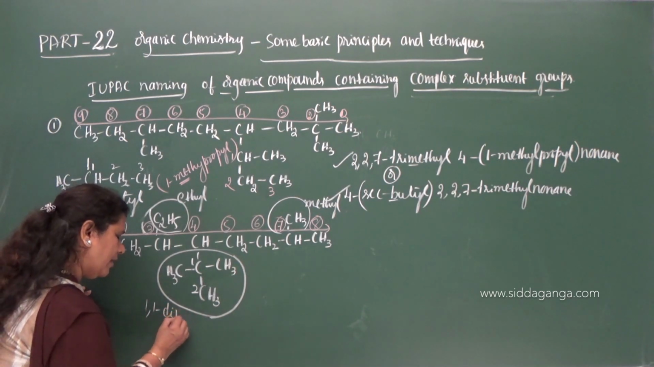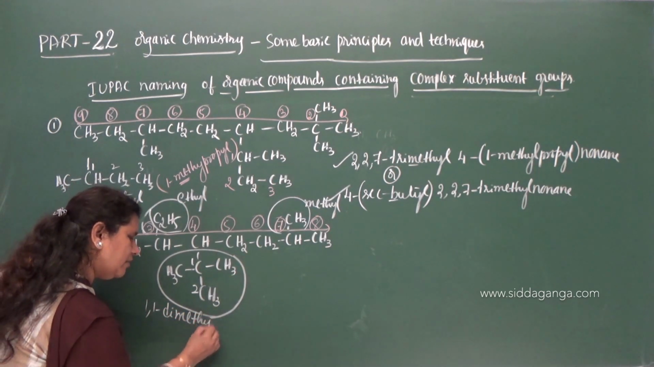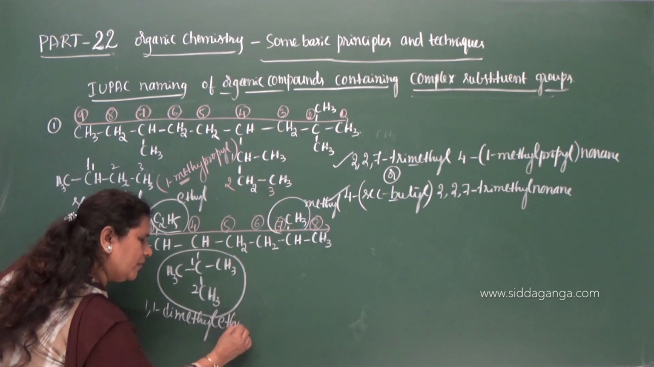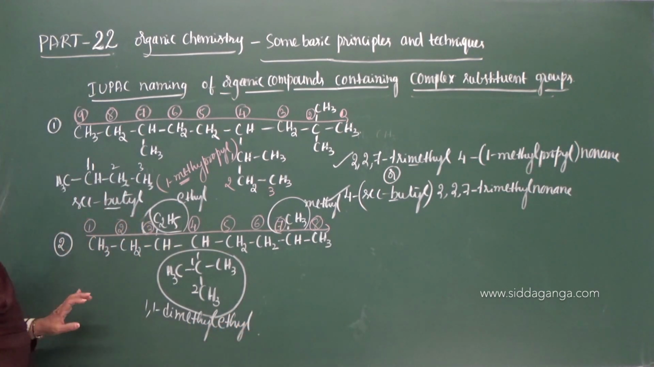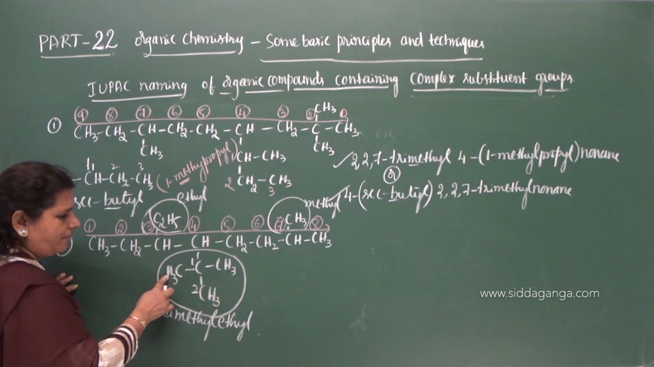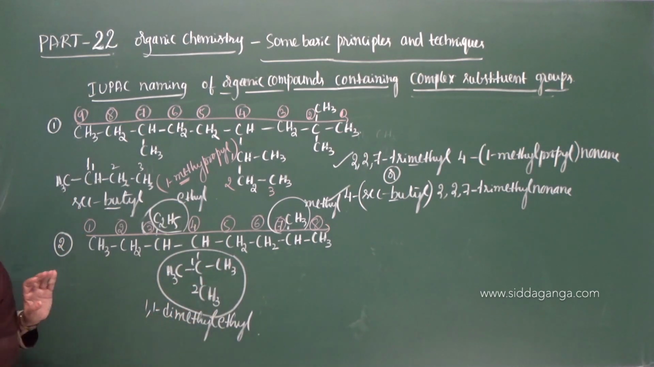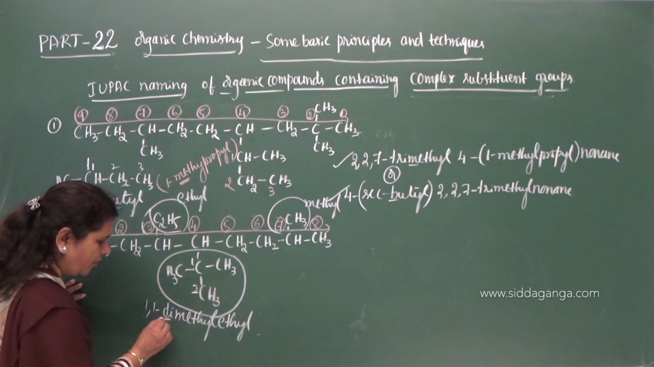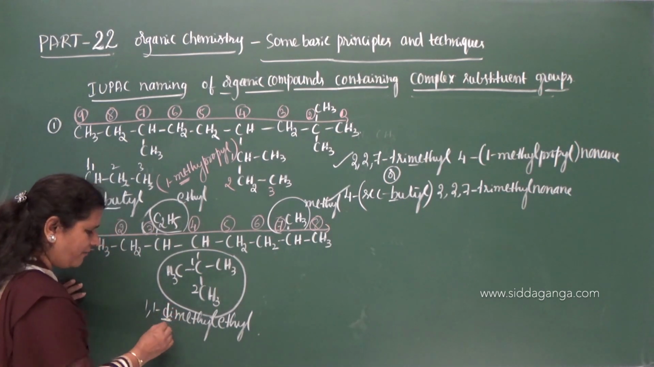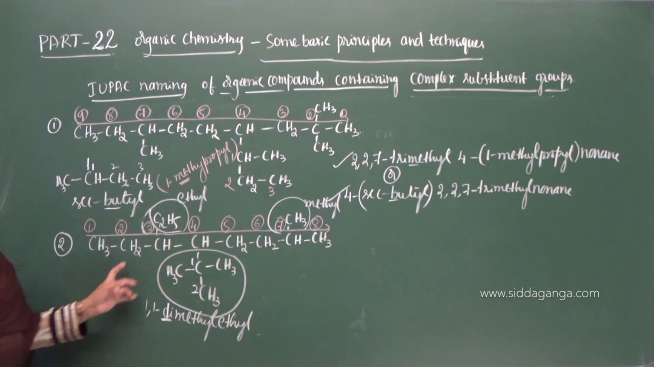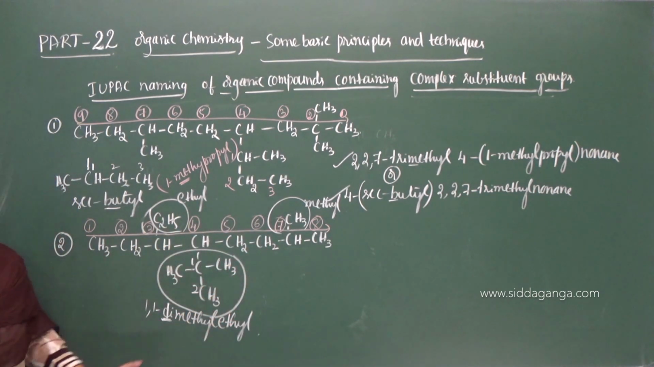1,1 dimethyl ethyl is the IUPAC name of this complex substituent, and here you have to consider the first letter of the name, which is D. Now you need to arrange in alphabetical order.